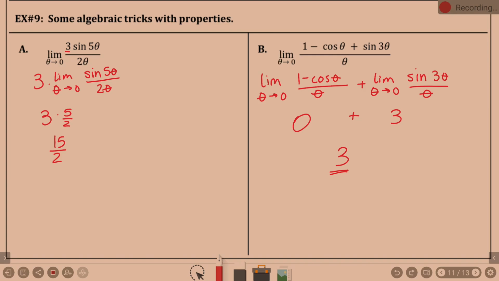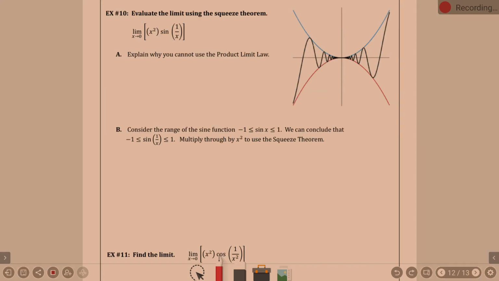Okay, fun. Back page. We hardly talked about the squeeze theorem, which is why I don't know how much of this page I actually want to do. I was debating, to be honest. We could find the limit on the bottom. Okay, evaluate the limit using the squeeze theorem.